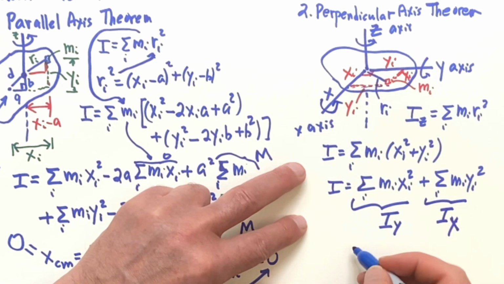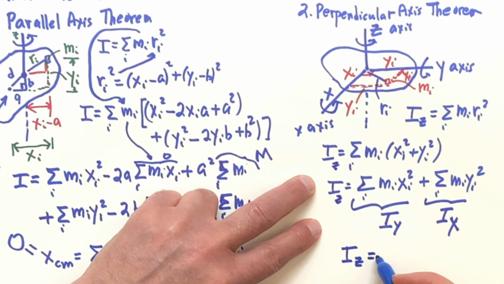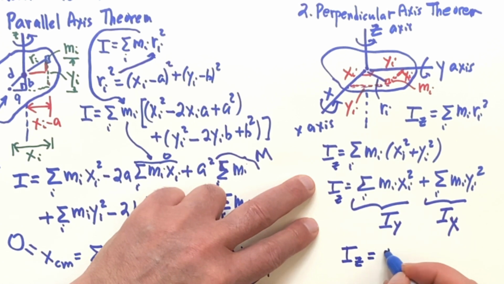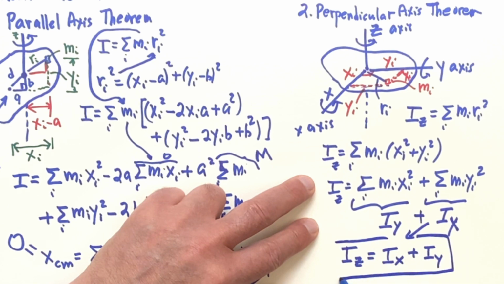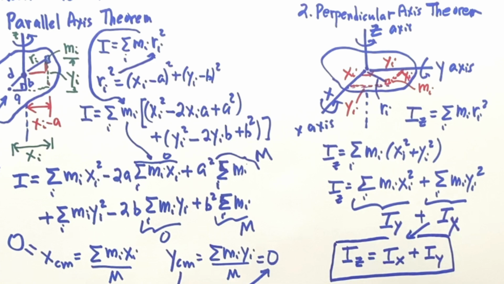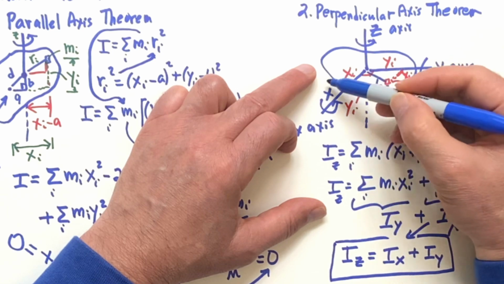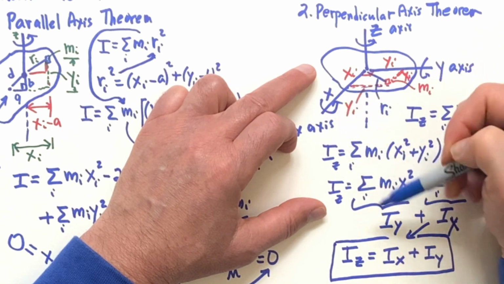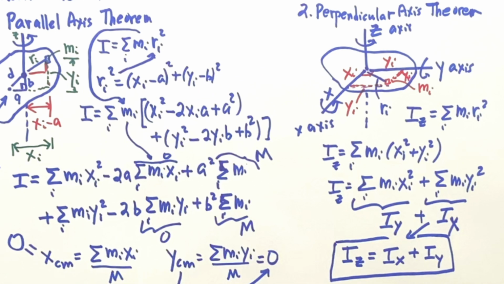So this is wild. This is saying that the z moment of inertia is equal to the x and the y, the sum. Very, very impressive theorem. So if I want the moment of inertia about the z-axis, I add the moment of inertia about the x-axis and add that to the moment of inertia about the y-axis. These two theorems are the two powerful theorems that we will be using.